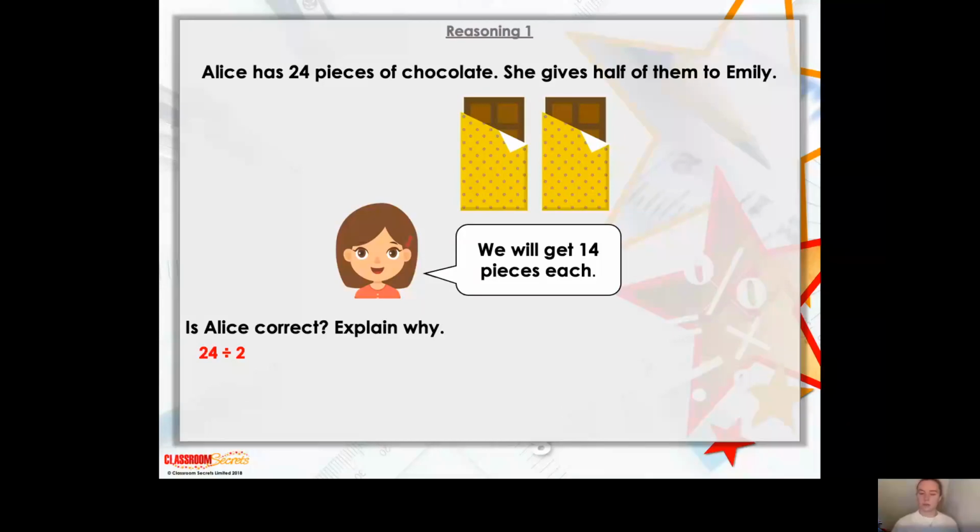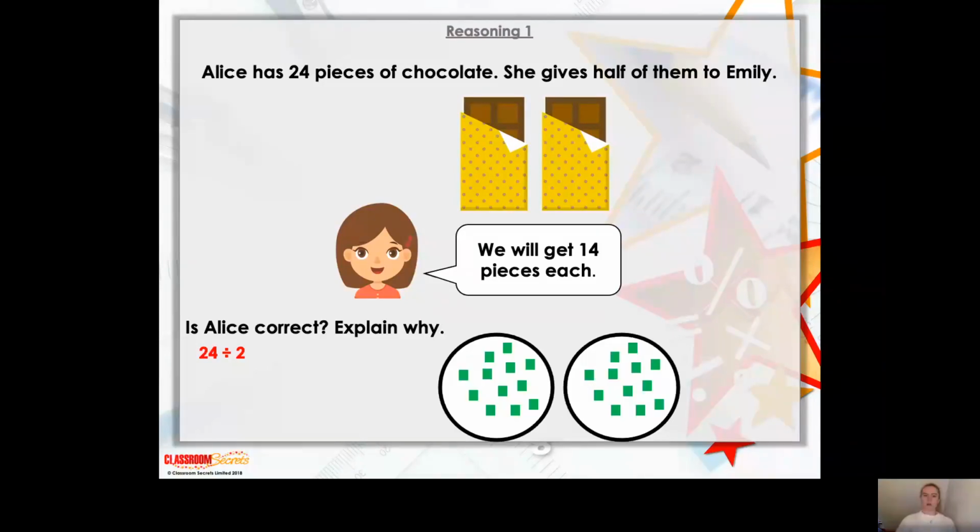So we have 2 girls. Now let's have a look. There you go. So I've got 24 pieces of chocolate, which are represented with my 24 green squares. And I've separated them into 2 groups. So I've shared them between 2 groups because I knew there were 2 groups because there are 2 girls. Now, can you pause the video and see if there are 14 pieces of chocolate in each group?